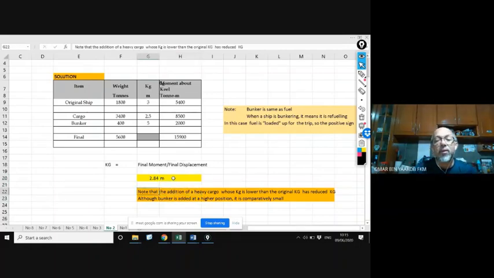So we note that the addition of heavy cargo whose kg is lower than the original kg has reduced kg, or the bunker is added at a higher position, it is comparatively small. So like this, you see the kg has been reduced. Original ship 3, now 2.84. Why is it reduced? Because the cargo is added lower than the original kg, and it's big cargo, 3,400. So although the fuel was added above the original kg, the weight is not so big, so the moment is not that big.